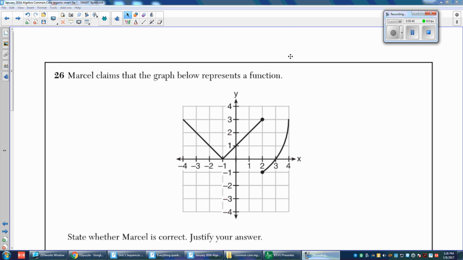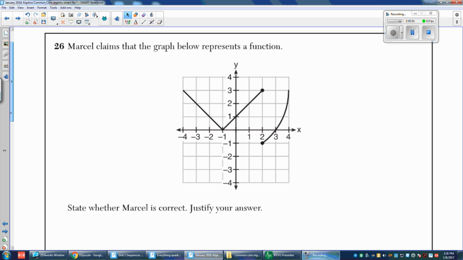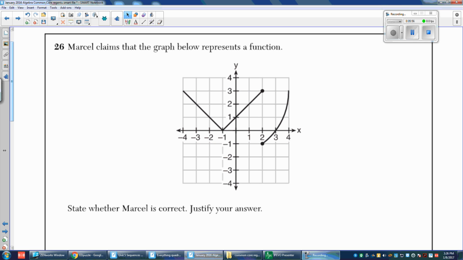The next question, question number 26. Marcel claims that the graph below represents a function. State whether Marcel is correct. Justify your answer. If you just say he's right or wrong, you're not going to get any points.